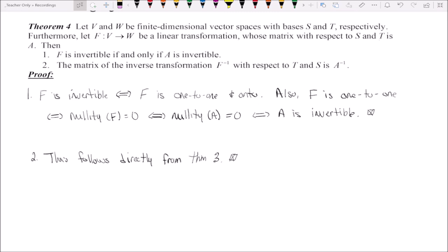That concludes today's video on the matrix of a linear transformation. That also happens to conclude our study of linear transformations. In the next video, we will begin our study of eigenvalues.